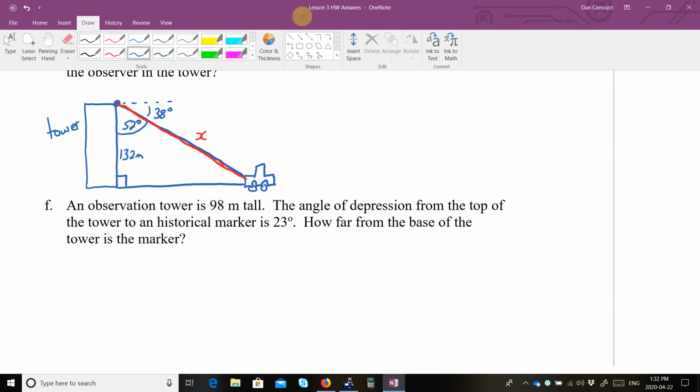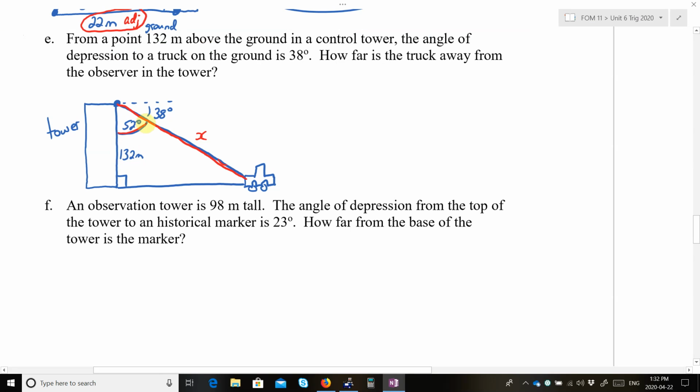And then we can label the sides based on that angle. So there's the 52 degrees. Right across from it is the opposite side. Across from the 90 is the hypotenuse. That's what we want to find. Leaving this side to be the adjacent, the 132.